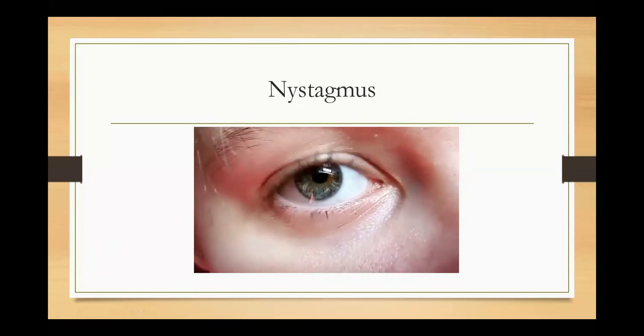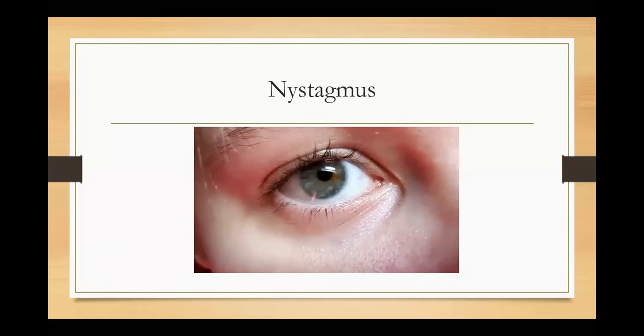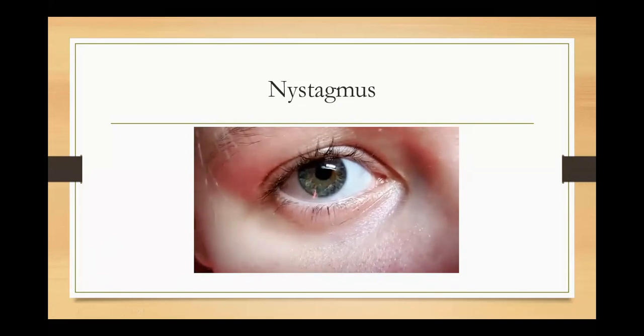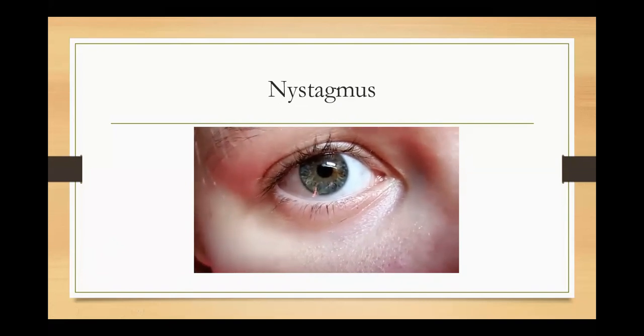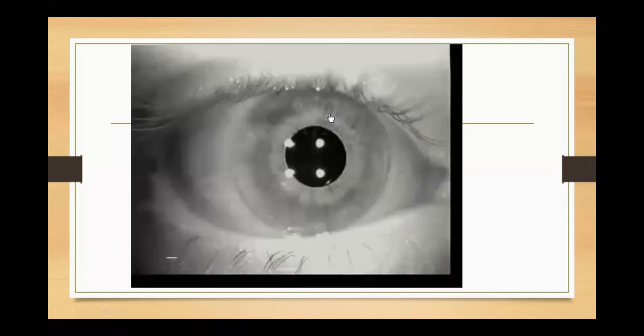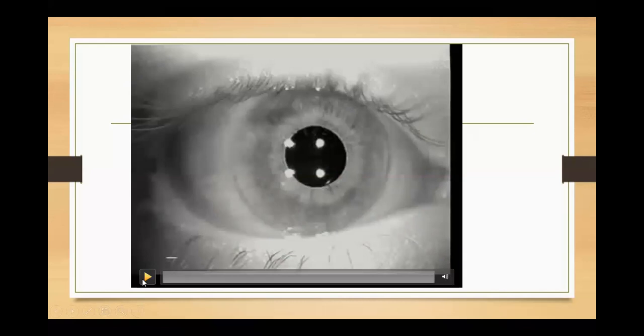Okay, this is your horizontal. Okay, so the next one is the torsional one. The torsional one means there is a rotation of the eyeball.